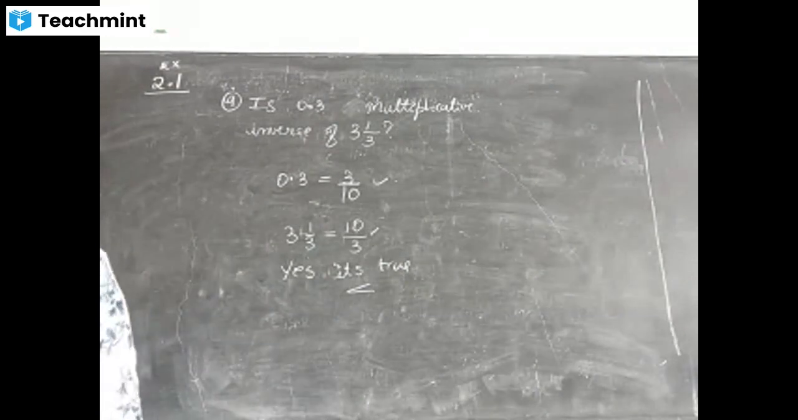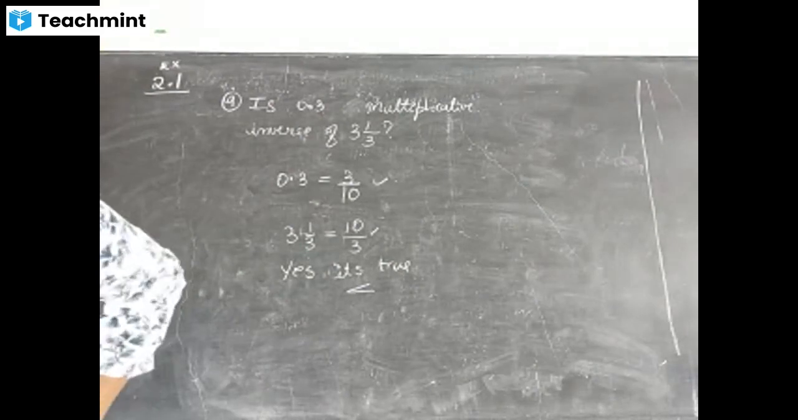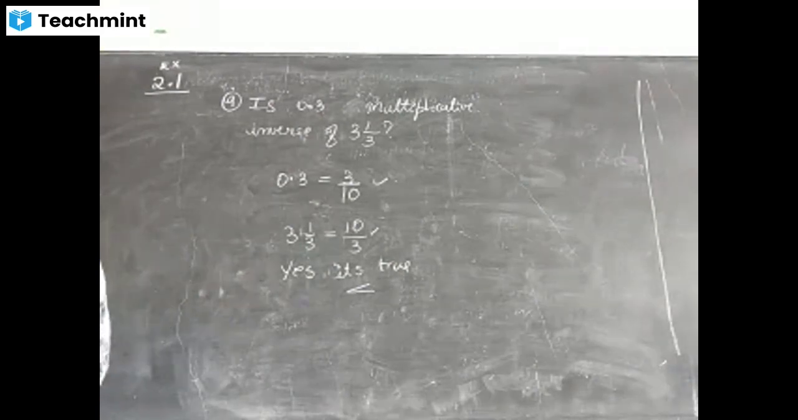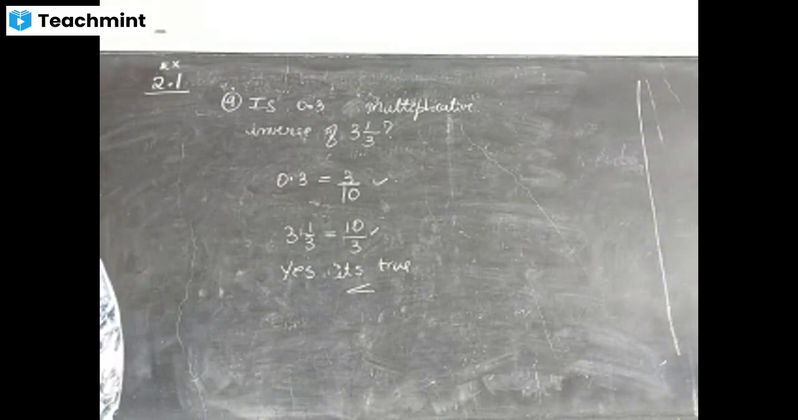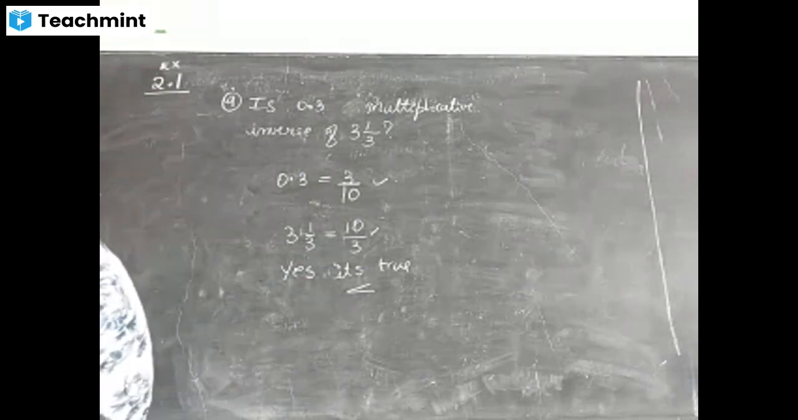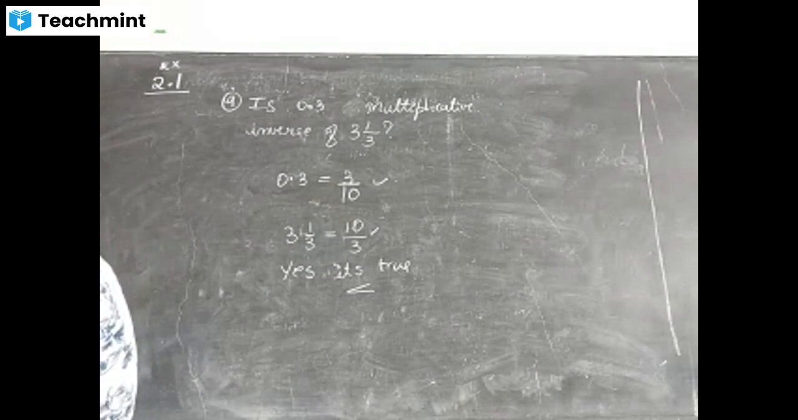10th question. Nothing is there to solve, it is a 1 mark question. Write the rational number that does not have a reciprocal. Which number? Any number: 4, 5, 6, any whole number. Which does not have a reciprocal? 0. 0 does not have any reciprocal.